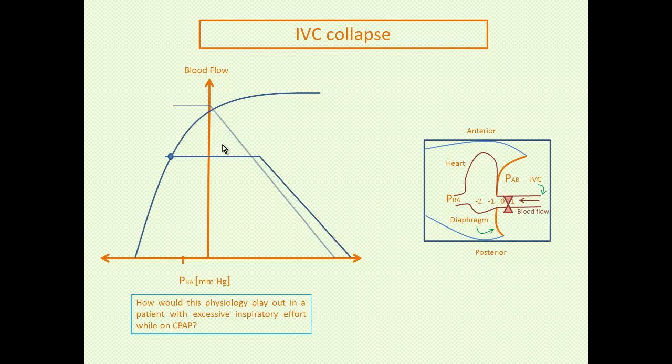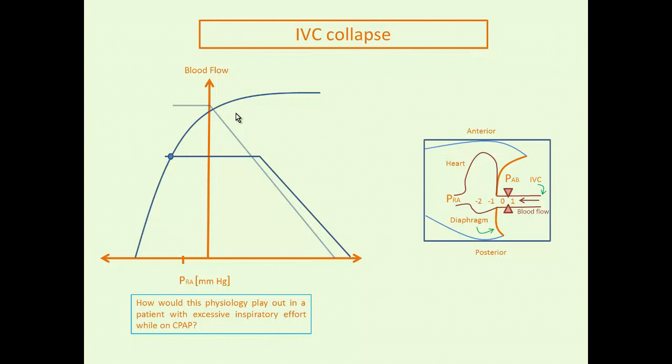Okay, so you have to understand how this physiology was derived in normal, healthy, probably supine volunteers, and how it completely falls apart in patients who have excessive inspiratory efforts, who may have changes in their venous return curve because of the application of mechanical ventilation or positive pressure ventilation. So witnessing the IVC collapse is no longer really a surrogate of central venous pressure.